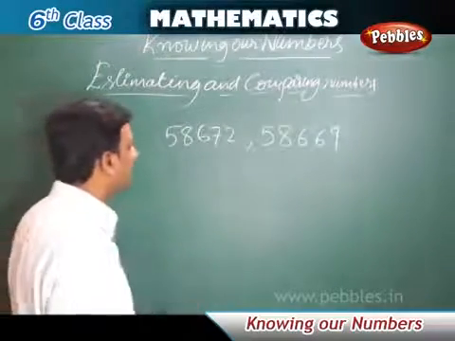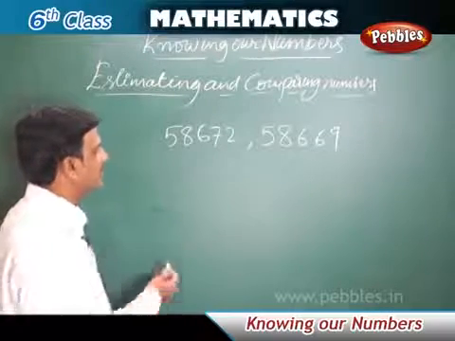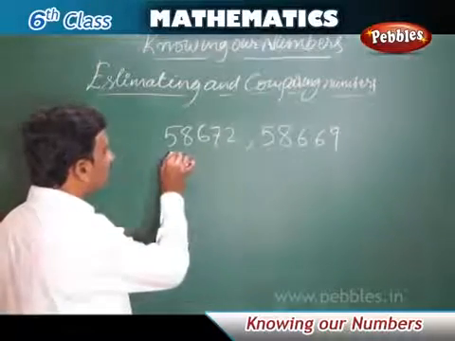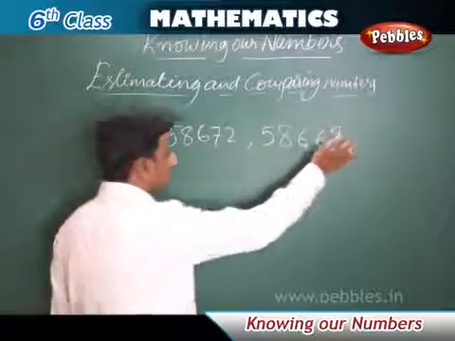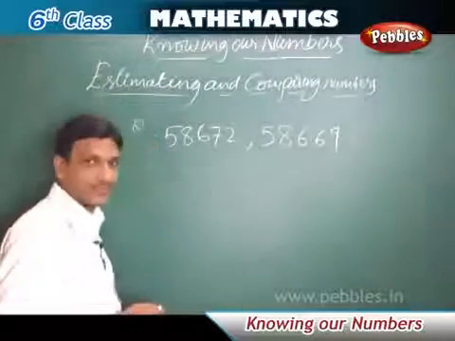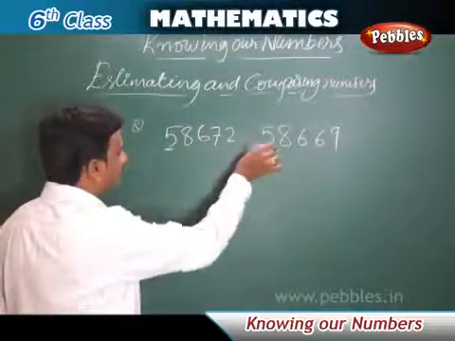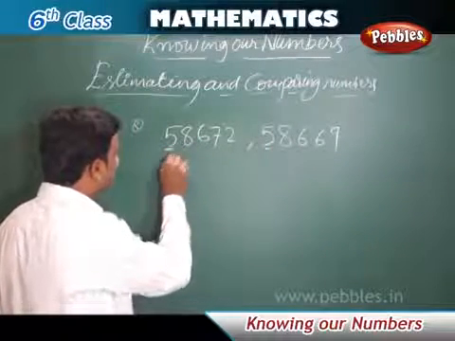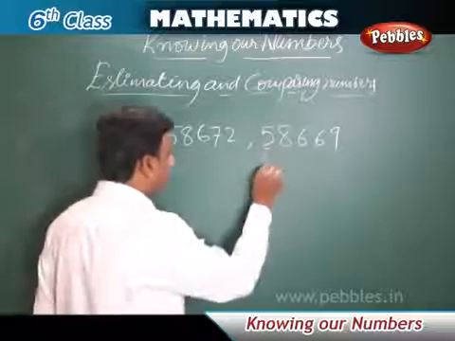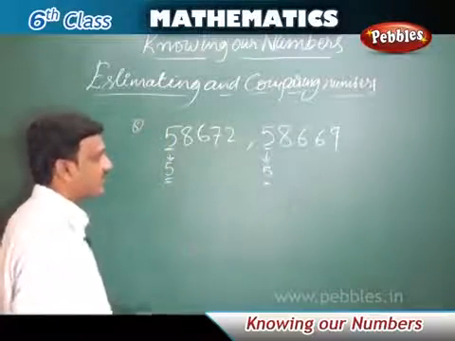Now here we have 2 more numbers. Let us identify which is bigger and which is smaller. The number of digits are the same in both the cases, here also 5 digits and here also 5 digits. Now what do we have to do? Look at the place values. What is the highest place value of this number? 10,000. In the 10,000 place value, this is having 5 and even this is having 5. Then how do you find out which is the bigger number?